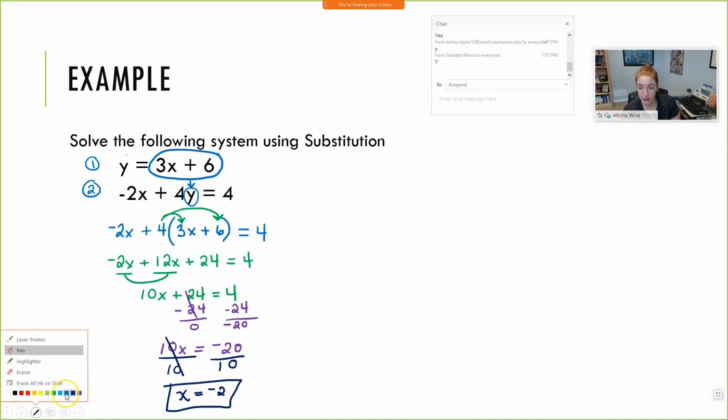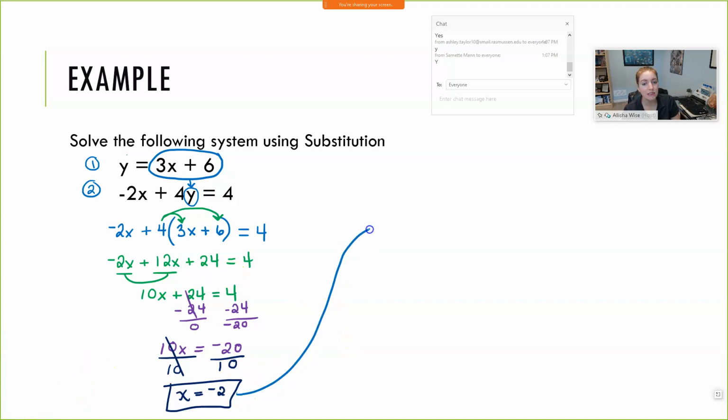what we can do is substitute it back in to one of the equations. It does not matter which equation you substitute this value in for. You could substitute it into equation 1 or equation 2. I'm going to substitute it into equation 1 because why not? If you substitute it into equation 2, you'll get the same thing. So equation 1 is y equals 3x plus 6.